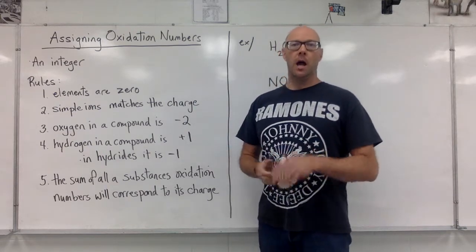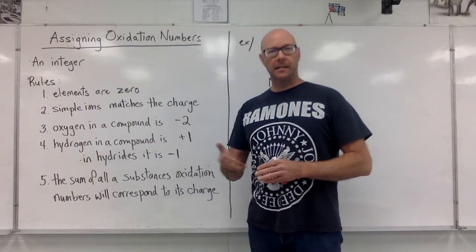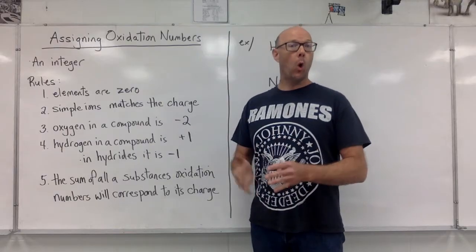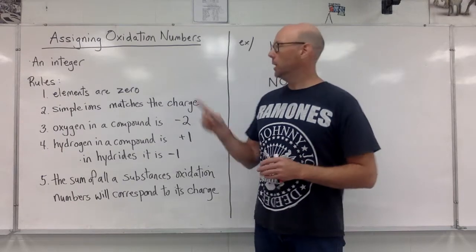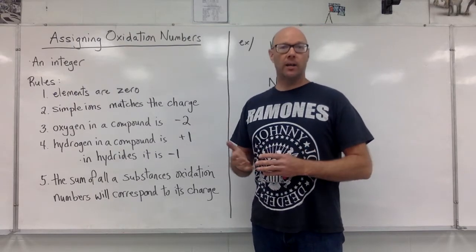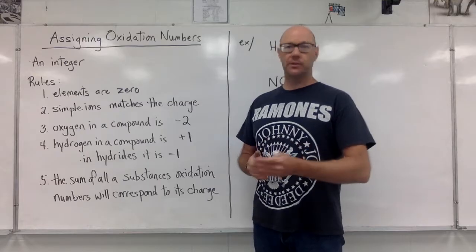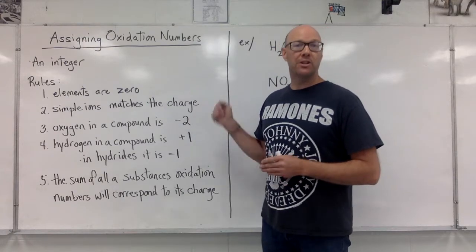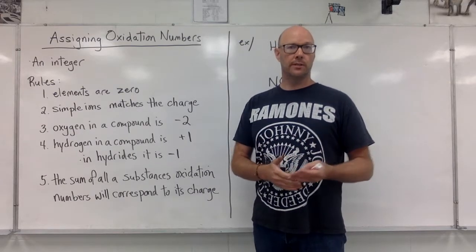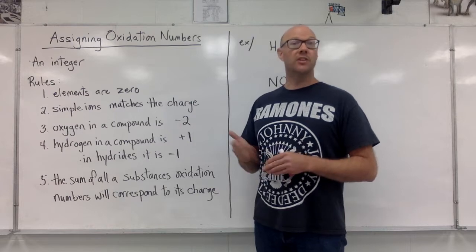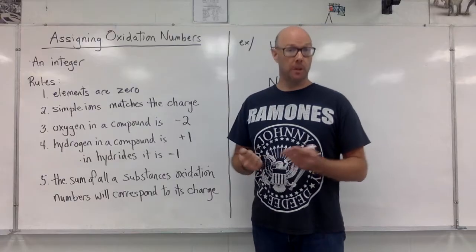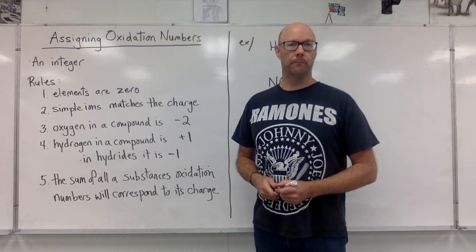Elements, 0. A metal by itself, sodium, magnesium, calcium, 0. Non-metallic elements like O2 or Cl2, 0. Simple ions, an anion or a cation like a sodium ion, Na+, the oxidation number is going to match the charge. So if we see an ion and it has a charge of +1, its oxidation number is +1. If we see an oxide ion with a charge of -2, well then its oxidation number is going to match the charge and also be -2.